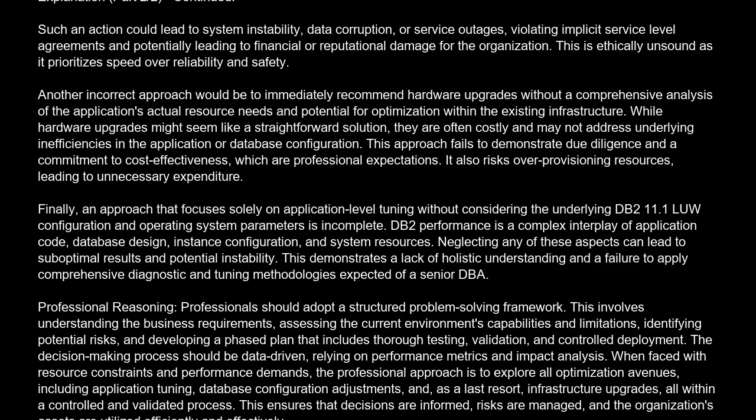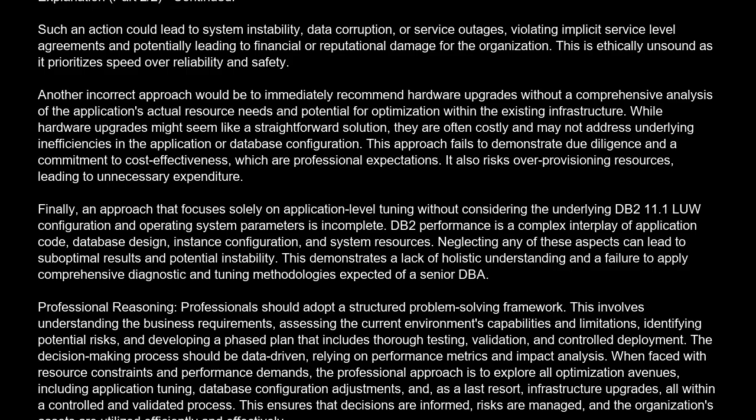Another incorrect approach would be to immediately recommend hardware upgrades without a comprehensive analysis of the application's actual resource needs and potential for optimization within the existing infrastructure. While hardware upgrades might seem like a straightforward solution, they are often costly and may not address underlying inefficiencies in the application or database configuration. This approach fails to demonstrate due diligence and a commitment to cost-effectiveness, which are professional expectations. It also risks over-provisioning resources, leading to unnecessary expenditure.